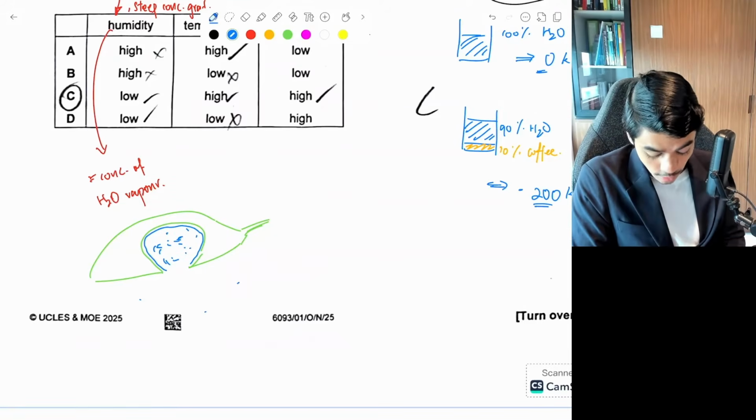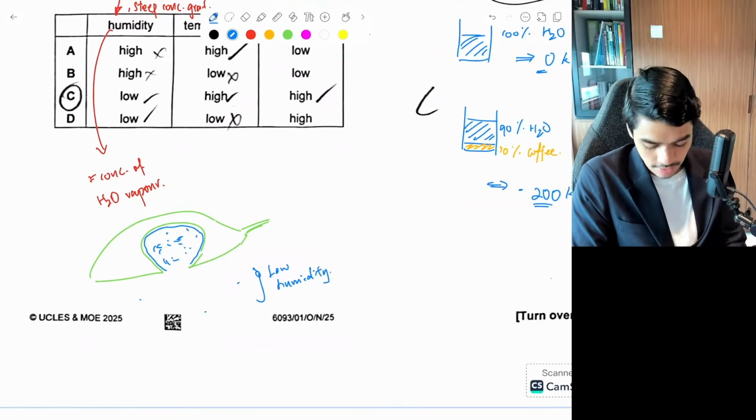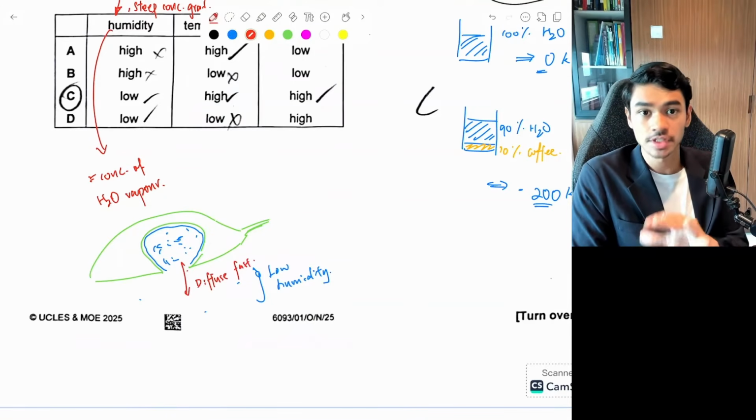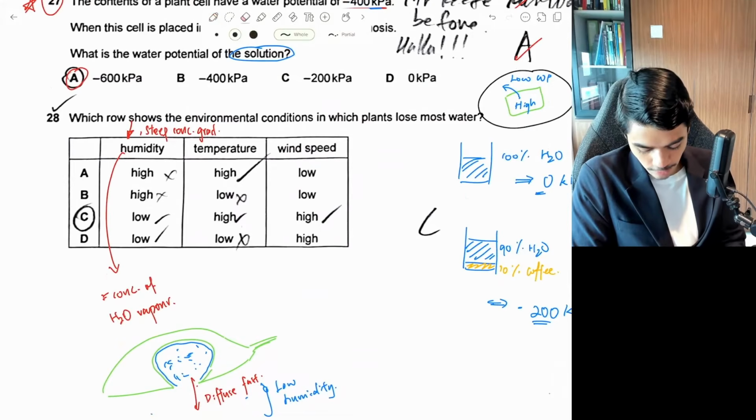Then now outside, if it's low humidity, meaning low concentration of water vapor, now there's a big gradient. There's a very steep gradient. So this will come out really fast, right? Diffusion will be very fast. Okay, and if you're losing water vapor very fast, transpiration will be higher, will be increased. So we're looking for low humidity.